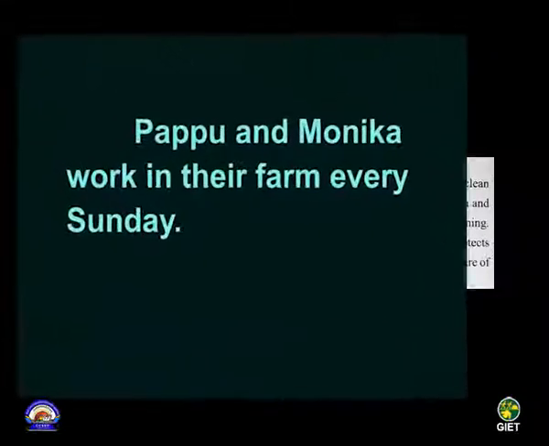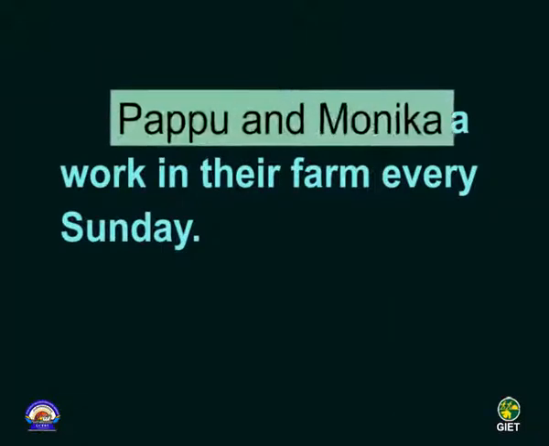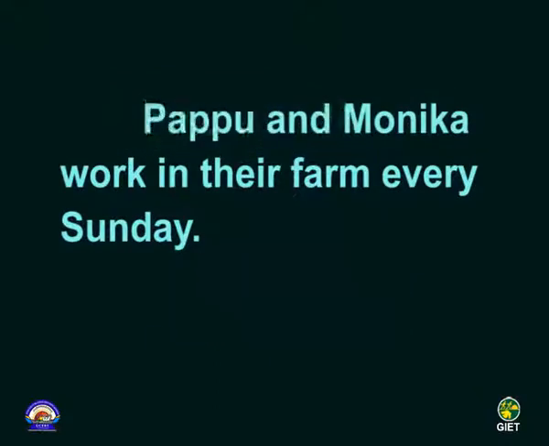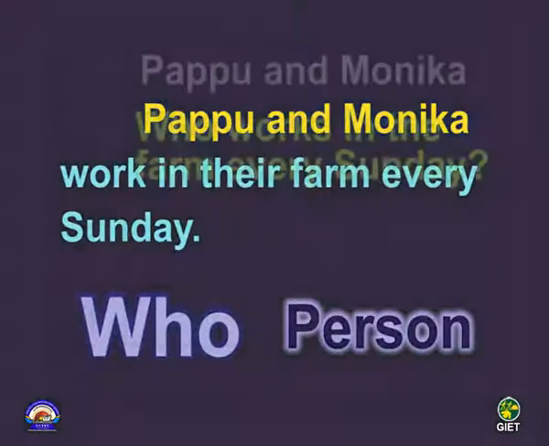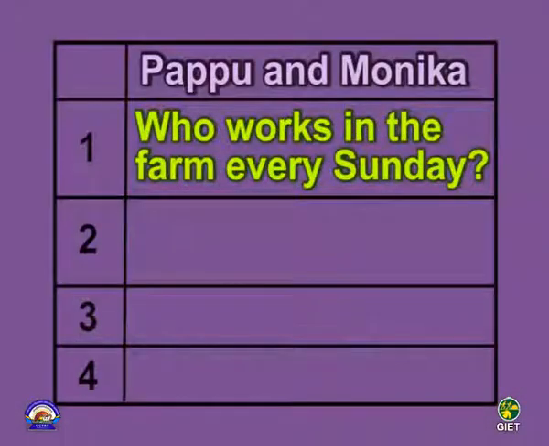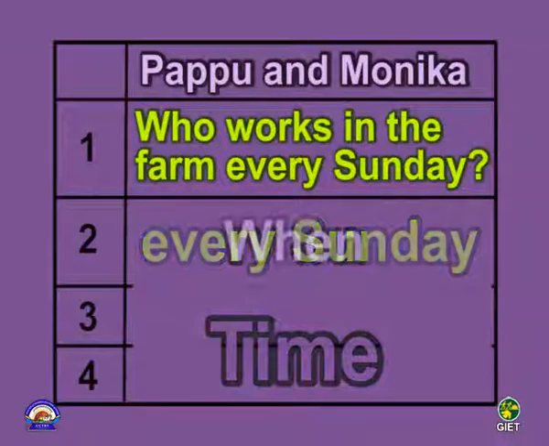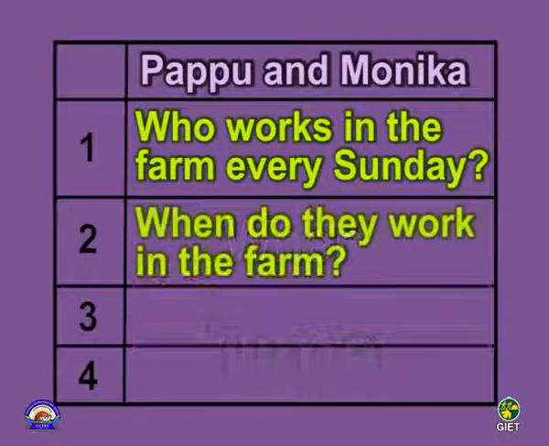Friends, here we see the sentences in the paragraph which give information about Pappu and Monica. Let's read the sentences. Pappu and Monica work in their farm every Sunday. Pappu and Monica are persons. And who indicates person. So here we see the question is given, who works in the farm every Sunday? Every Sunday is a time and when indicates time. So with the second question, when do they work in the farm?